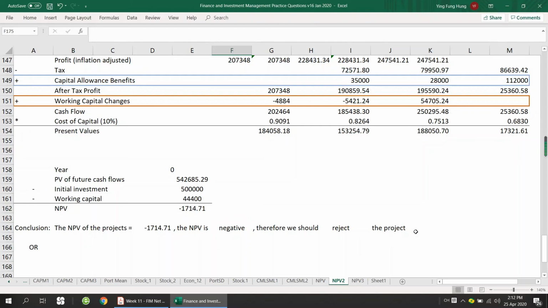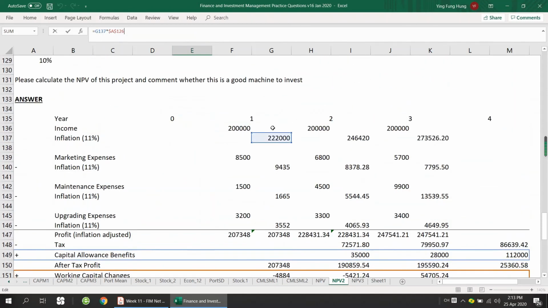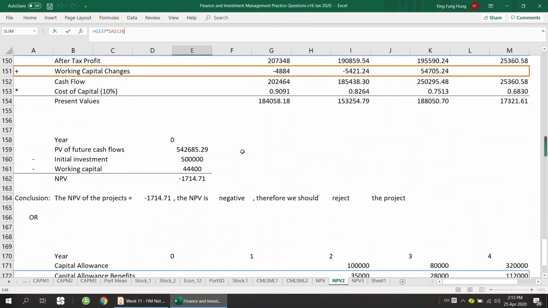By the way, for the students who prefer to have a safer calculation for the working capital changes, what you can do is that instead of using the advanced method, which is straight away calculating the working capital changes, you can do it in a two-step process. So what you will do is that you take the 20% of the sales. So let me show you here. You take the 20% of the sales and then you put it in the first step.